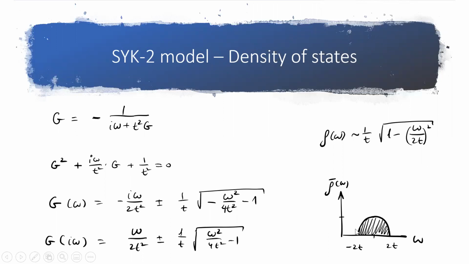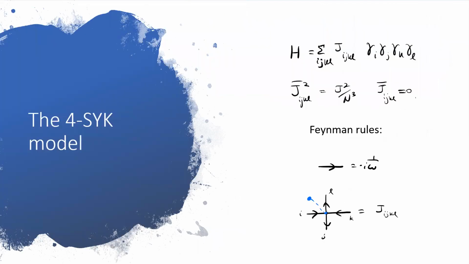So then we get this semicircle shape for the density of states, and this is actually a known result from random matrix theory, so it's consistent. Okay, so this is the SYK2 model, and now we can do more.